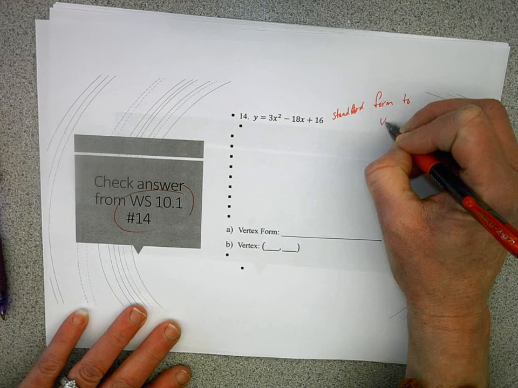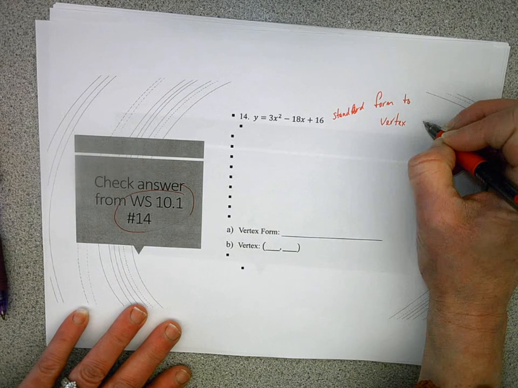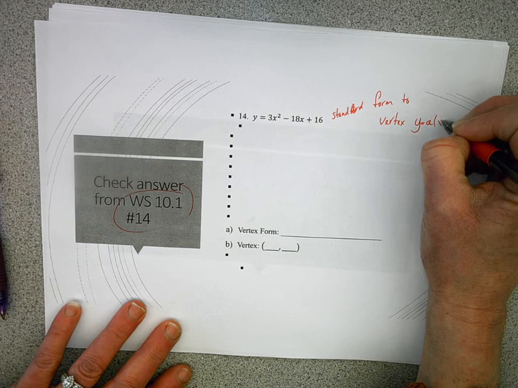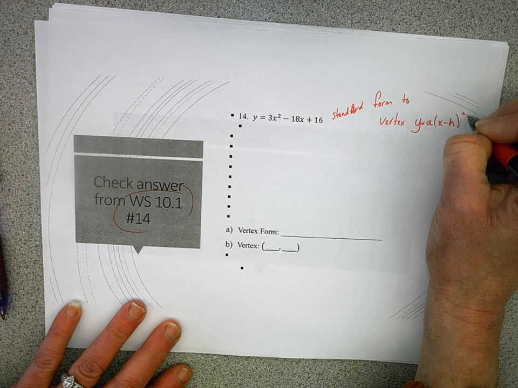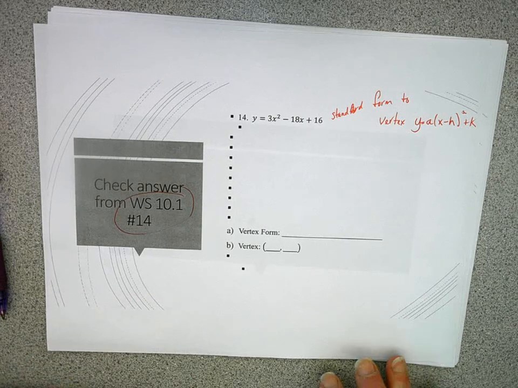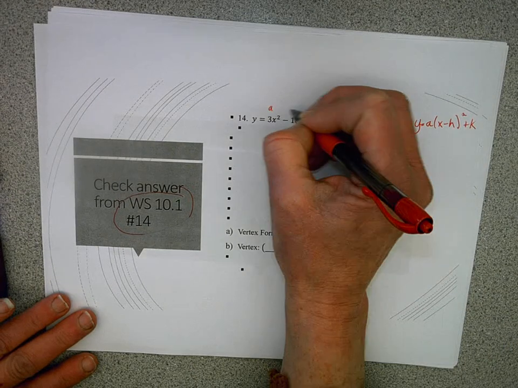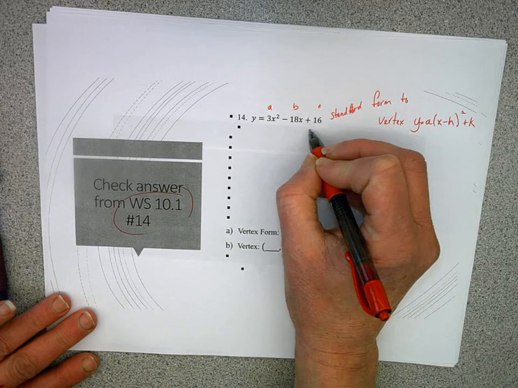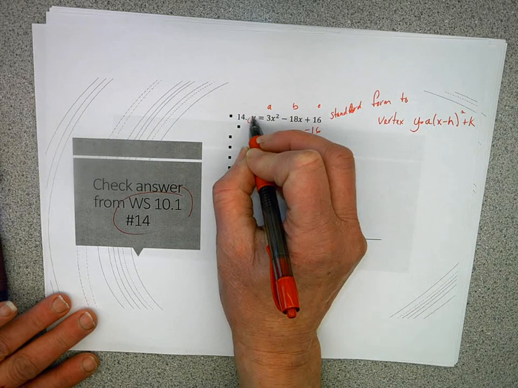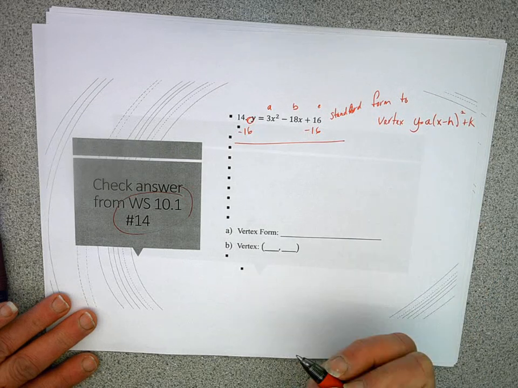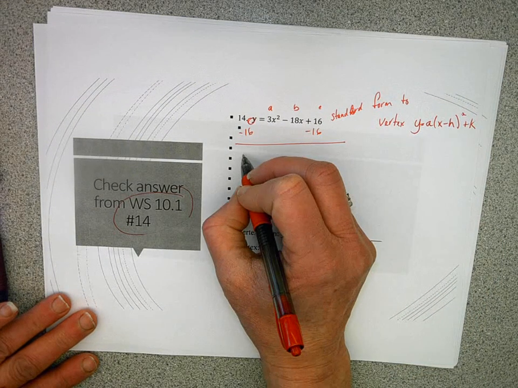to vertex form, and vertex form looks like this. It has to have a y equals, parentheses, plus k. So your first thing always to do is to move the c value, and this is a, b, and c, to move the c value to the other side. Oh, and we also make that equal 0, or drop the y. We'll put it back when we get to the vertex form.